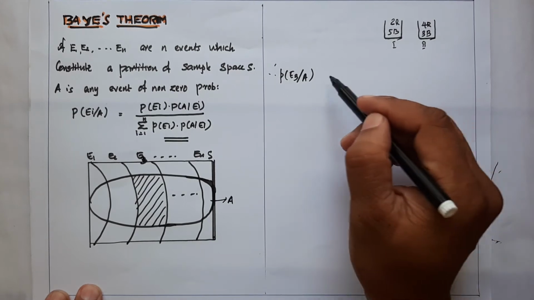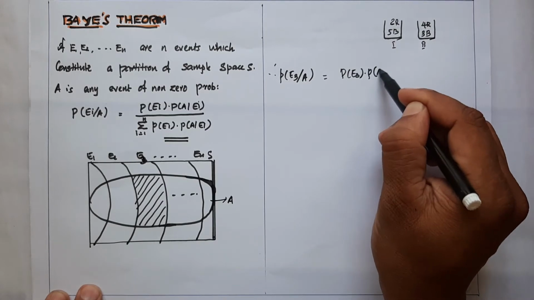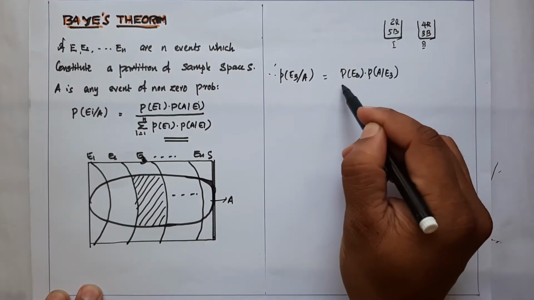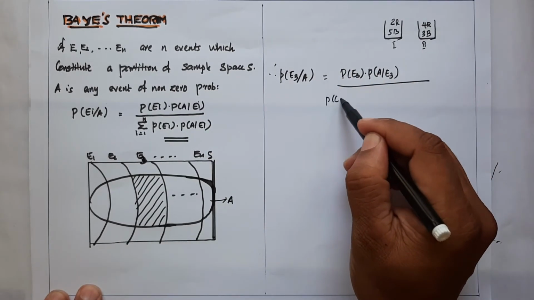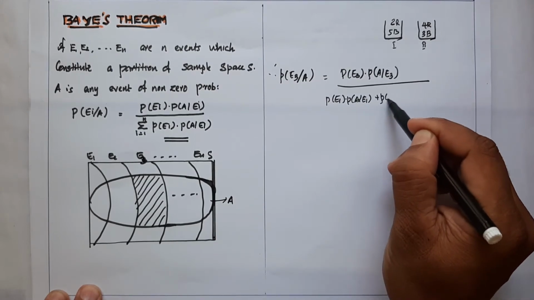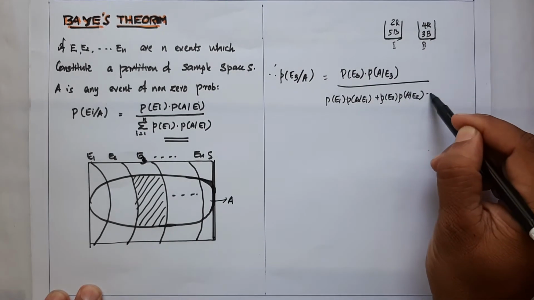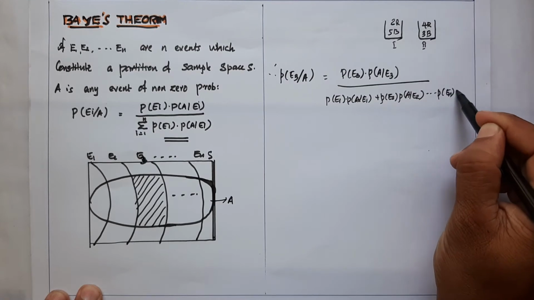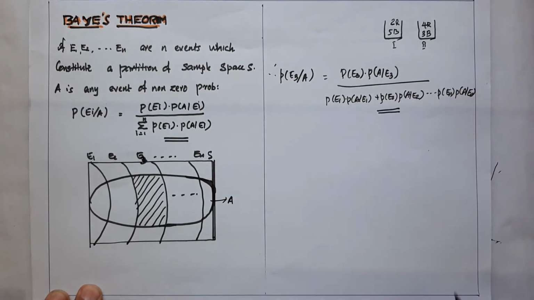That is P of E3 given A is equal to, using Bayes theorem, P of E3 into P of A given E3, the whole divided by the sum over the partition. That is P of E1 into P of A given E1 plus P of E2 into P of A given E2 plus etc. plus, and last, P of En into P of A given En. That is the Bayes theorem definition. Actually, it's a very simple portion and the concept is simple.